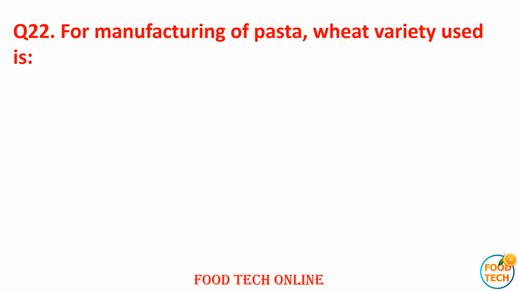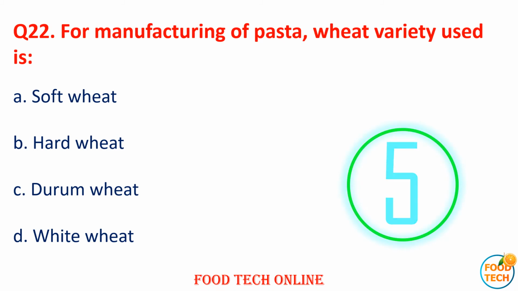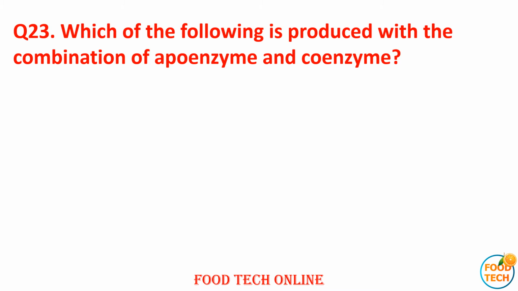Question 22. For manufacture of pasta, the wheat variety used is A. Soft wheat. B. Hard wheat. C. Durum wheat. D. White wheat. Answer C. Durum wheat.